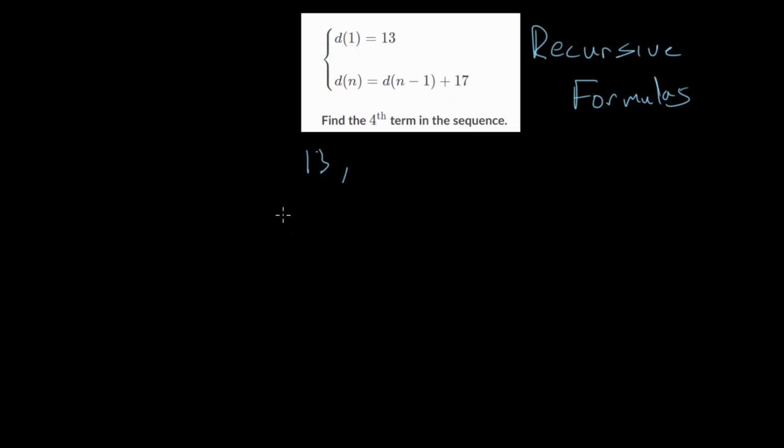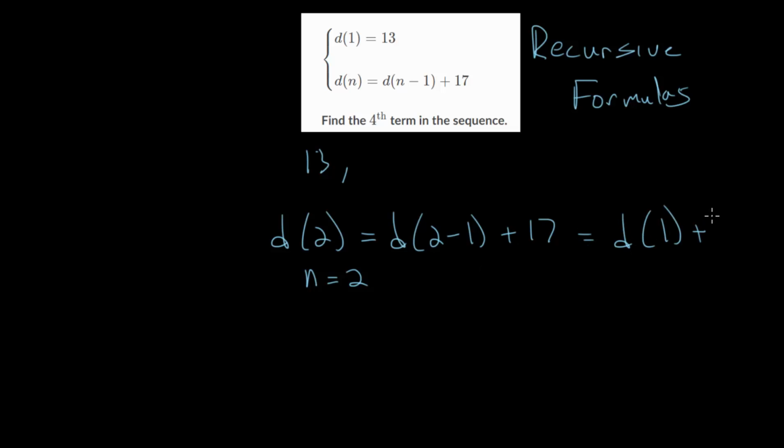So for instance, if we want to find D of 2, so this is when n is equal to 2, our second term, we're going to plug 2 in here. So it's D of 2 minus 1 plus 17. Well, 2 minus 1 is just 1. So this is D of 1 plus 17. But we know what the first term is in this sequence D. It's 13. So we're taking 13, and then we're going to add 17 to that, and we get 30.